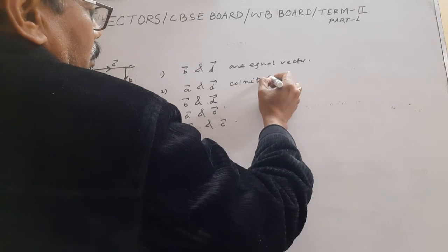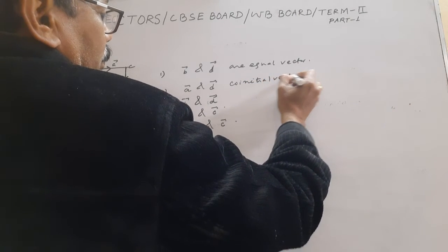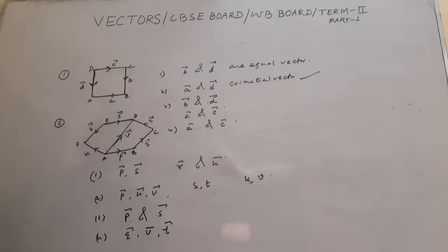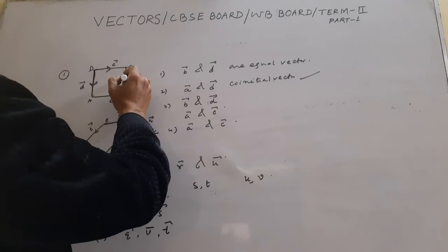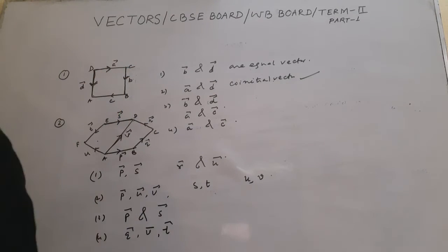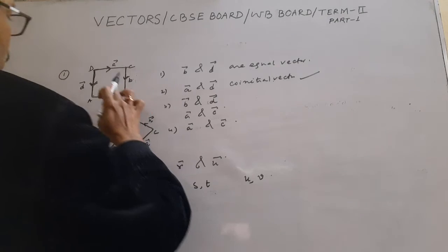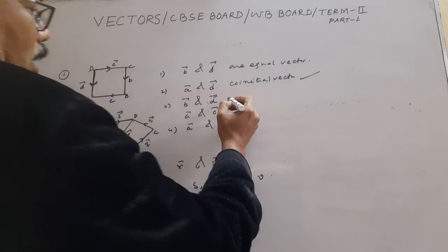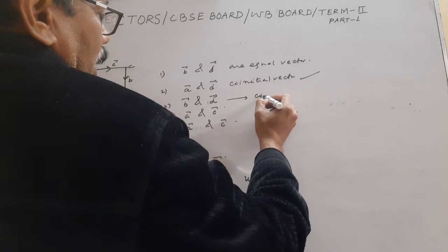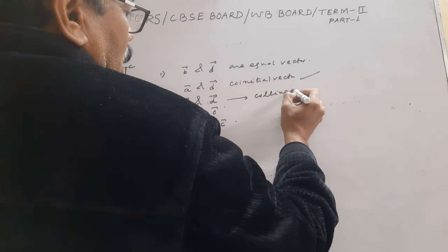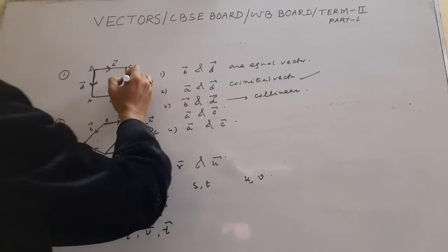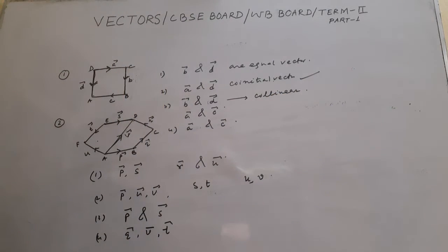Co-initial vector. So, application of the above definition. B and D, look, B and D. They are equal. Also, they are collinear, collinear because they are parallel.